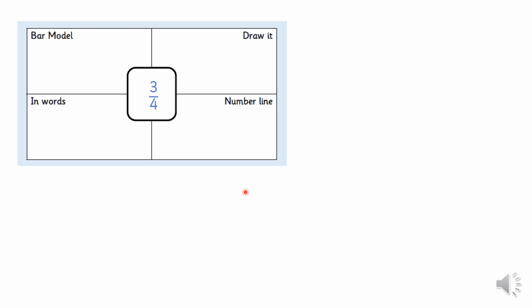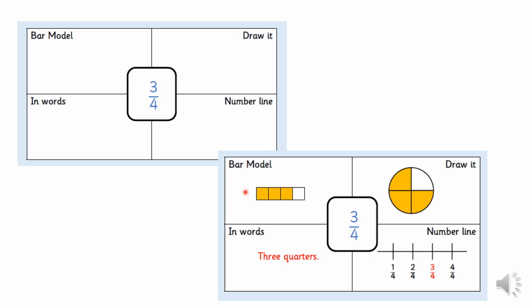But here we go. The bar model here, we have 3 out of 4 shaded. In words, I'd write this as 3/4. I could draw this fraction in a circle and shade it in as follows. Or I could draw it on a number line like this.